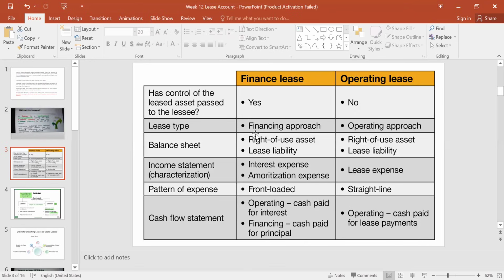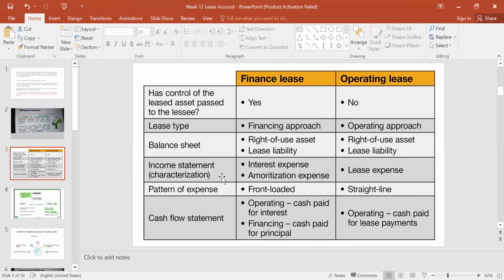Lease type: financing approach and operating approach. On the balance sheet, the right of use asset and lease liability are both shown. Operating leases are the same. Both types of transactions you have to display on the balance sheet.